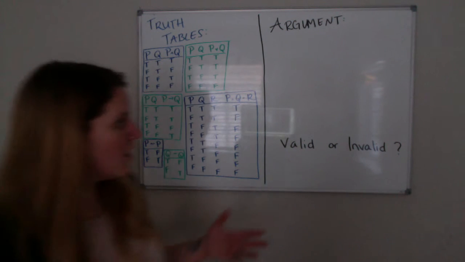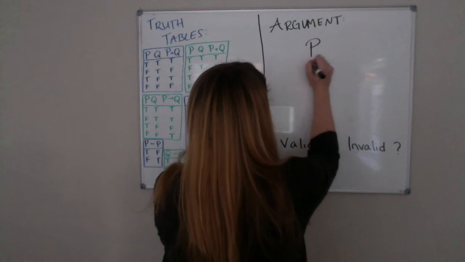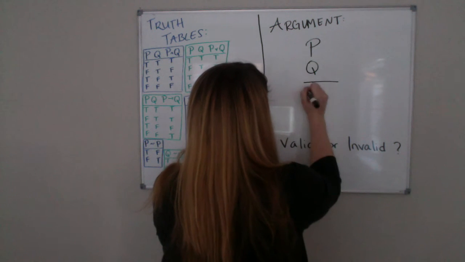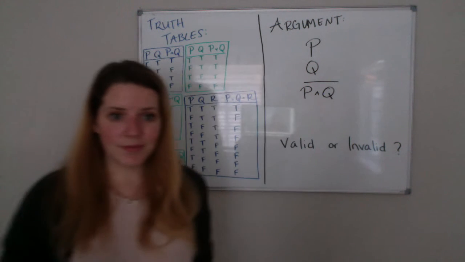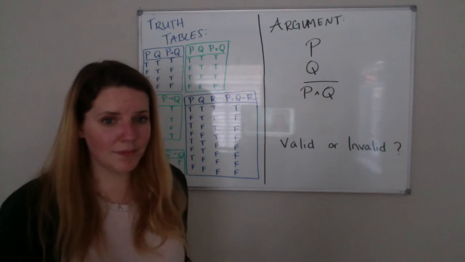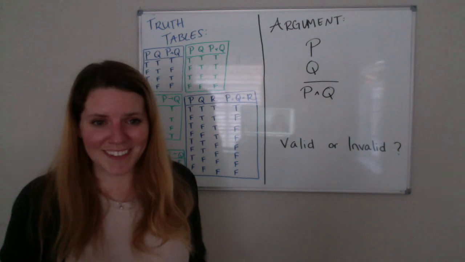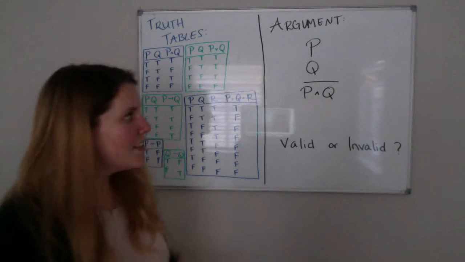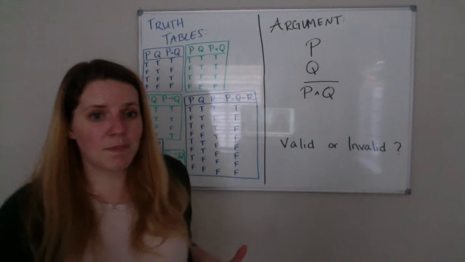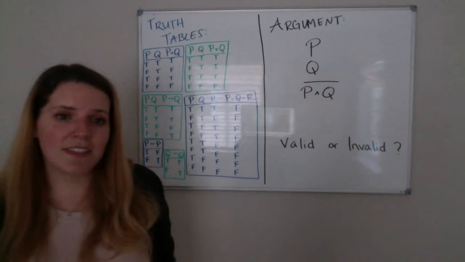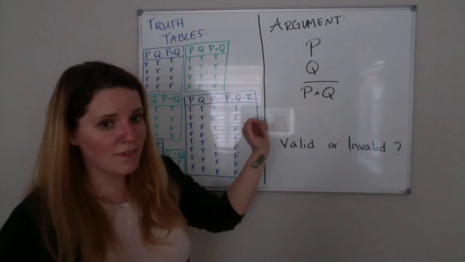Okay, so let's start with our first argument. Our first argument is going to be P, Q, therefore P and Q. Okay, is this valid or invalid? This is valid, and this is a pretty simple one, so it's a nice place to start. So our first premise is P, our second premise is Q, and our conclusion is P and Q. Remember, an argument is valid if it's impossible for the premises to be true and the conclusion to be false.